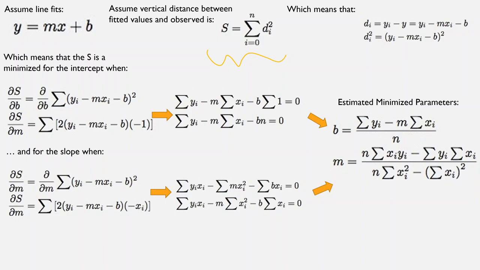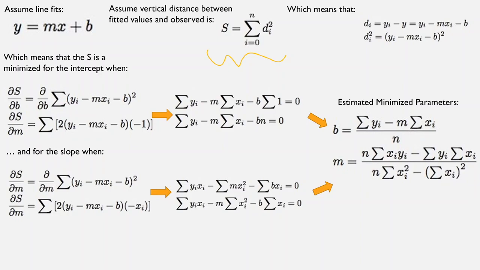So what we do here is we take the partial derivative of our sum of d_i squared with respect to the intercept, and that looks like whatever it looks like, not super fun. Then we set that equal to 0, and we get the estimated minimized parameter for that parameter, which in this case is the intercept, b. Then we do the same thing for the slope, this m, and then we're pretty much set, right?